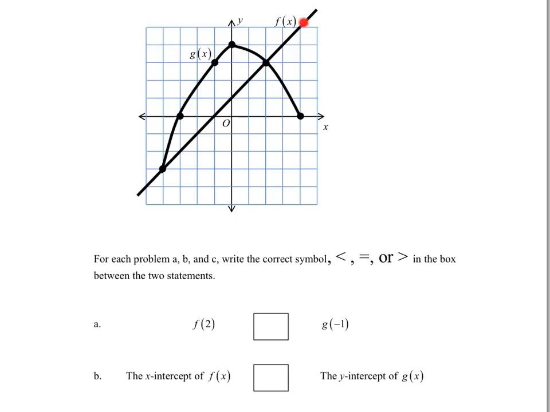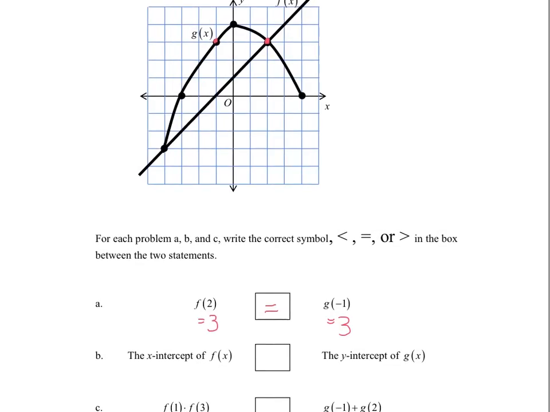Well, here's my f graph, here's my g graph. So f of 2 is going to be this point right here. So f of 2 is going to equal 3. G of negative 1 is this point right here, which also equals 3. So these two values are equal.